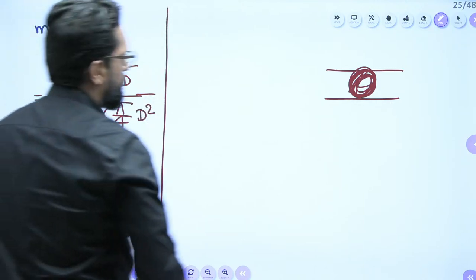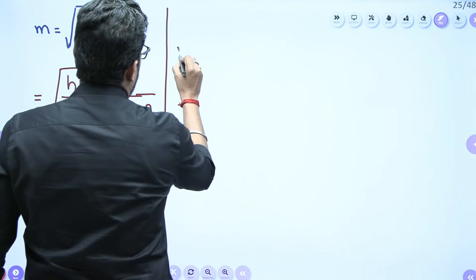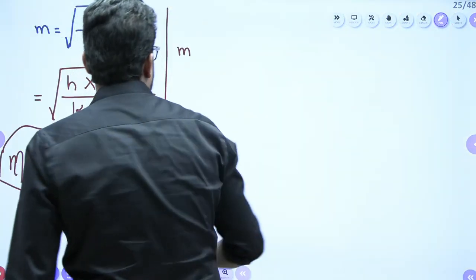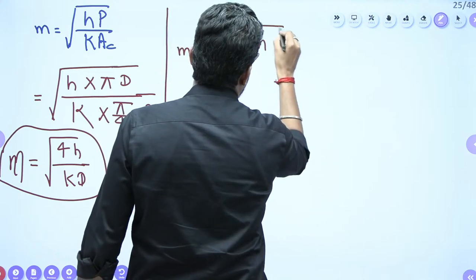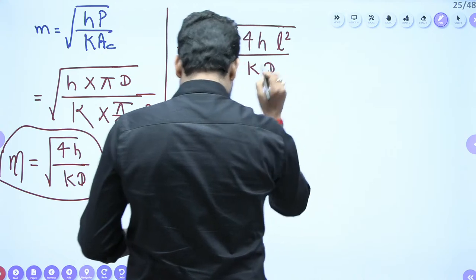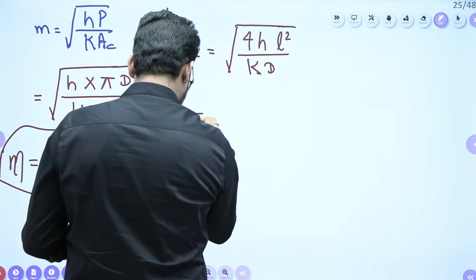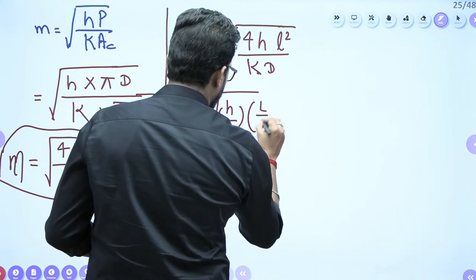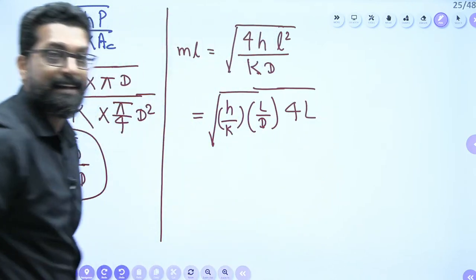Now we have to manipulate it. In the efficiency, you have to find m into L. So you just multiply m into L. It is a square root, so it is the square root of 4hL square divided by kD, taking L into the square root. Now we arrange it: root under h by k, L by D, into 4L. You can arrange it like that, into 4L.